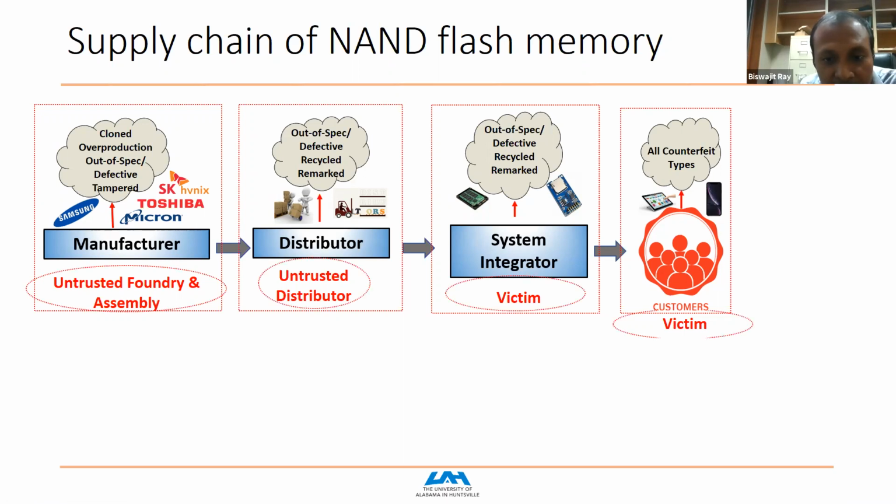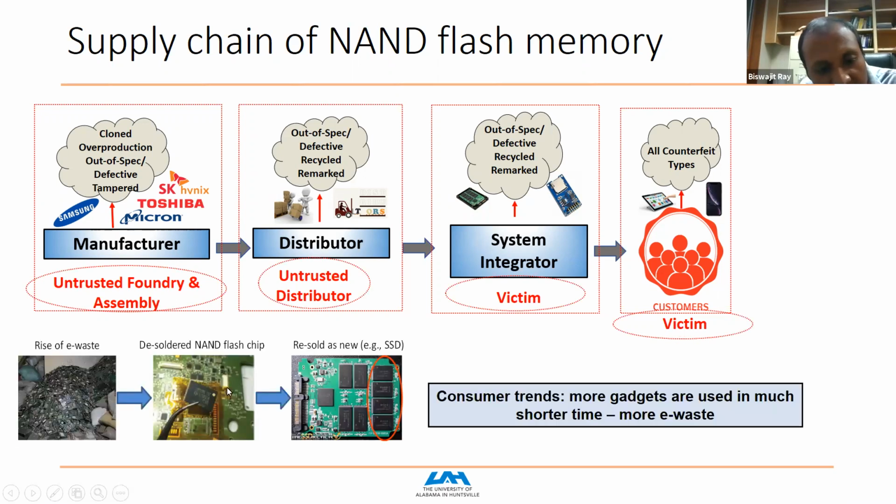This is one example of how a counterfeiter or an untrusted rogue employee can pull out those chips and sell them as brand new. As a system integrator, or many times as a customer, we don't really know whether those chips are genuine, brand new, recycled, or remarked. These are various issues happening because of the complex supply chain of the semiconductor industry. And this is a globalized industry, right? Many of the distributors and many of the foundries will be in different countries.